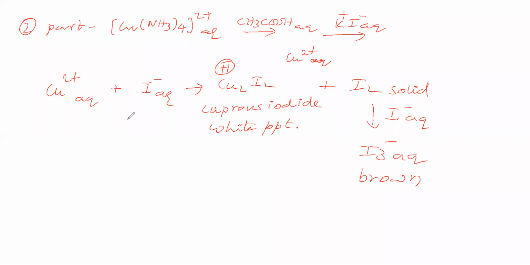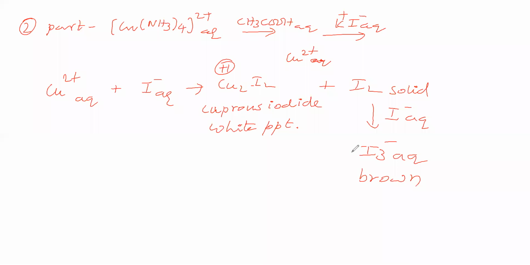In this second part of the filtrate, you are adding acetic acid in order to convert this complex into free copper ion. Then you add potassium iodide solution. The cupric is converted into cuprous iodide, which is a white precipitate. I minus is converted into I2, and I2 is converted into I3 minus, which is a brown colored solution. Now this cuprous iodide white precipitate is present in the brown colored solution. Okay, it is the second test for copper.